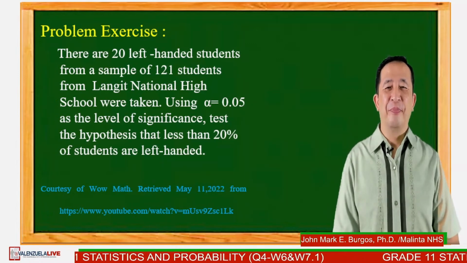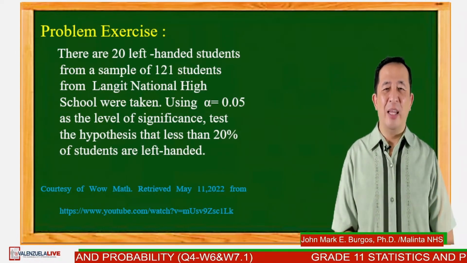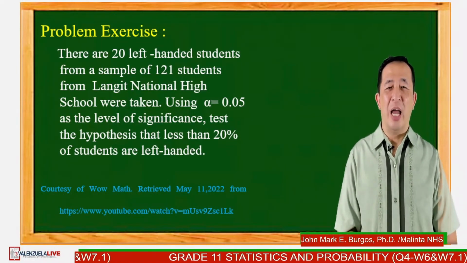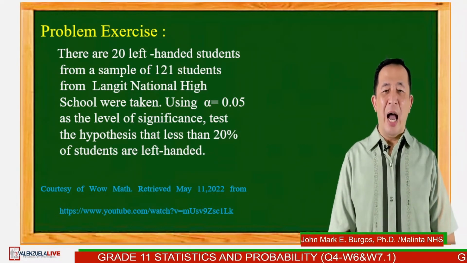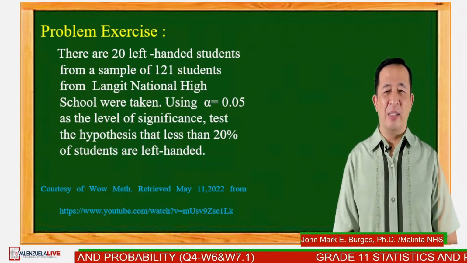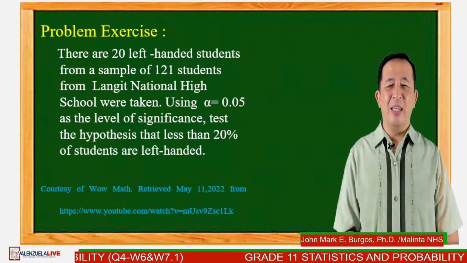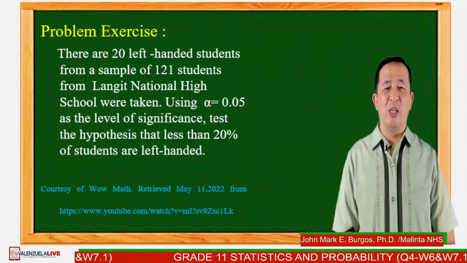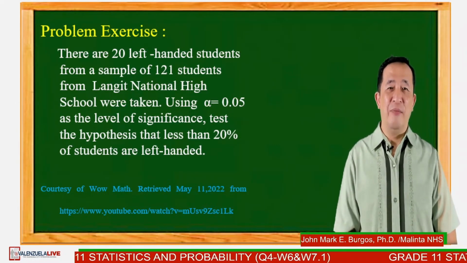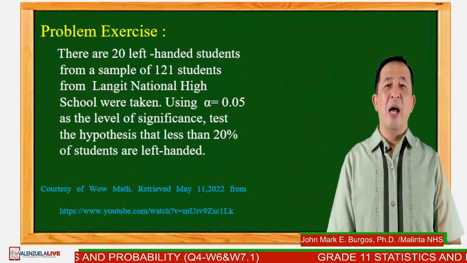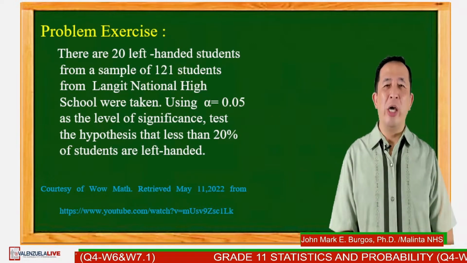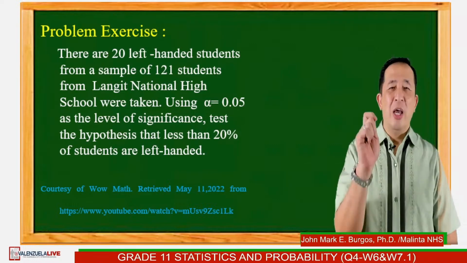If you are ready, there are 20 left-handed students from a sample of 121 students from Langi National High School, taken using alpha equal to 0.05 as the level of significance. Test their hypothesis that less than 20% of students are left-handed. If you are ready, I will give you 5 minutes to solve the problem using the lectures, the steps that we discussed. You may start now.